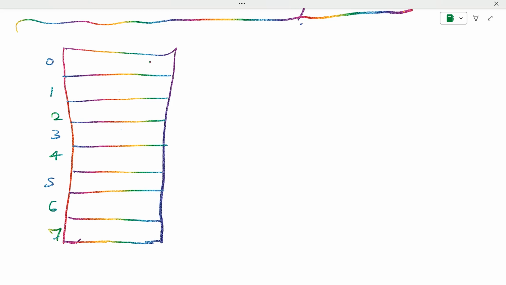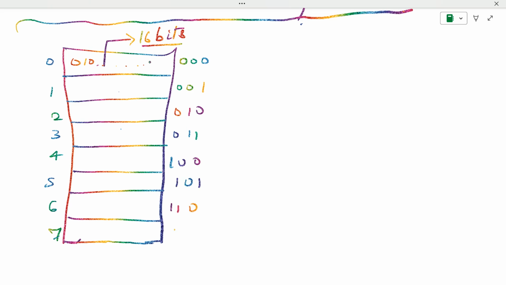So let's say here we can store 16 bits in each of these. So 16 bits can be 0, 1, 0, any random sequence of bits. So all together we can store 16 bits here, right? So if we want to represent this memory, and let's say we have divided this memory into 8 blocks, these 8 blocks would be addressed something like 000, 001, 010, 011, 100, 101, 110, and 111.